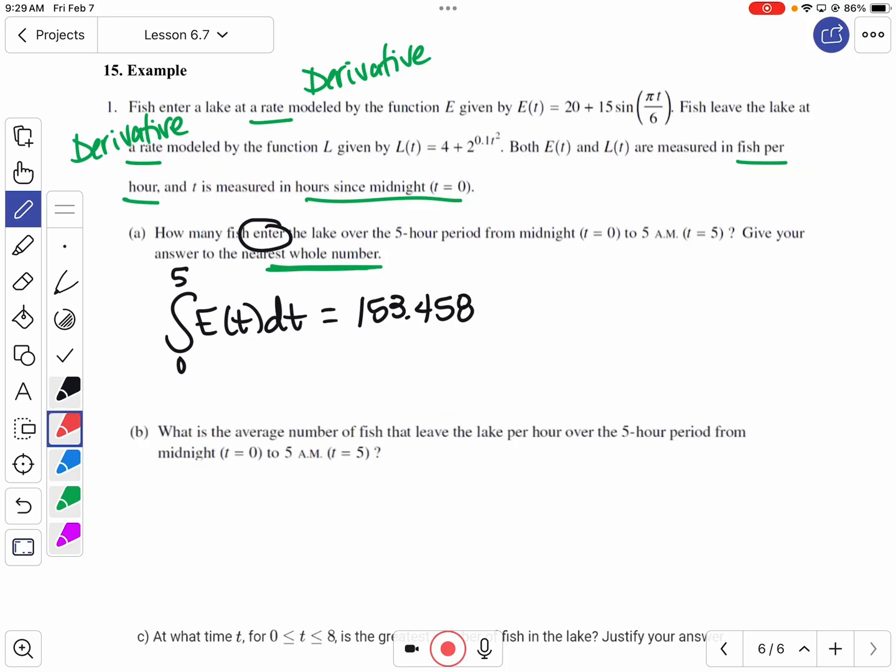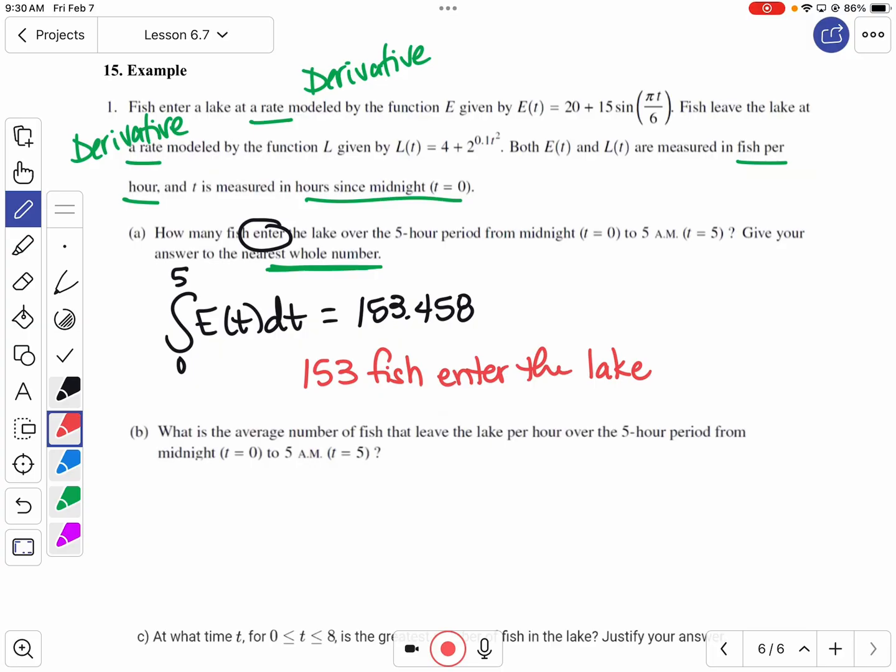Okay. How many fish would we write as our final answer? 153 fish. All right, enter the lake. Okay, there you go. All right, I like this one.